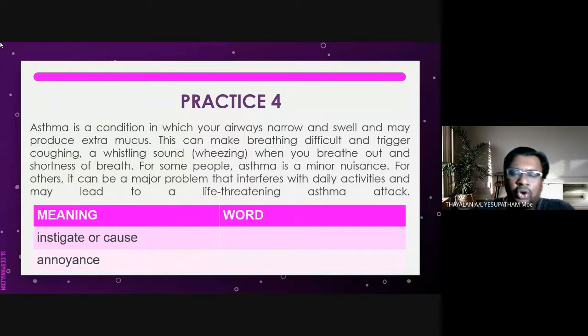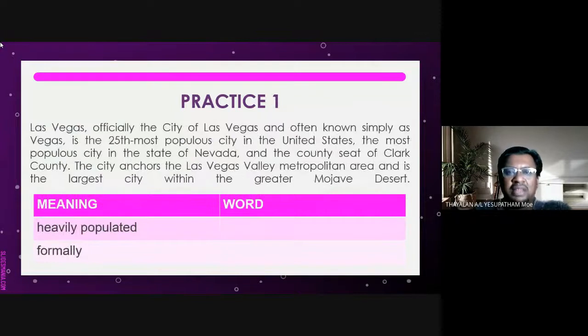Now let us go through the pronunciation. You have sorted the meaning and the words well. Now let's go through the pronunciation.